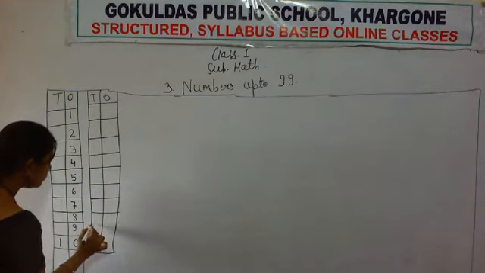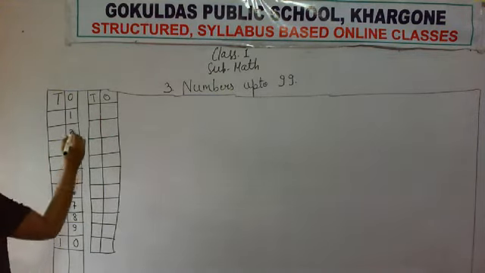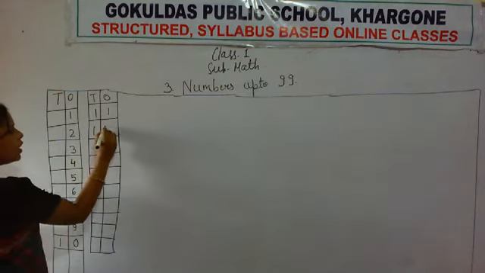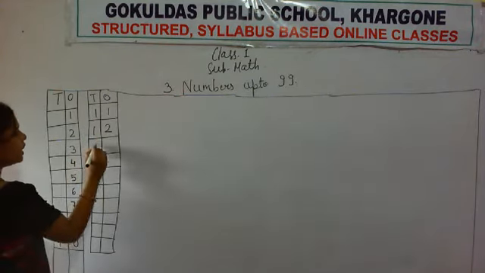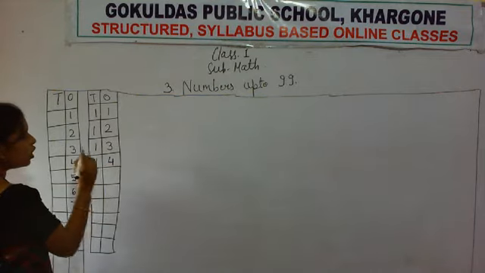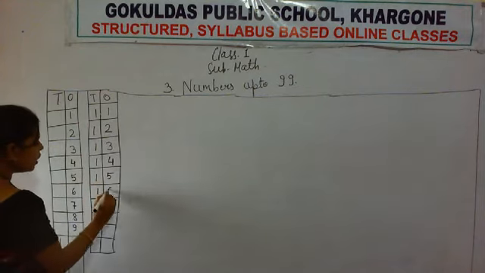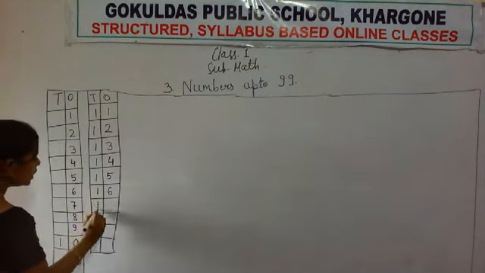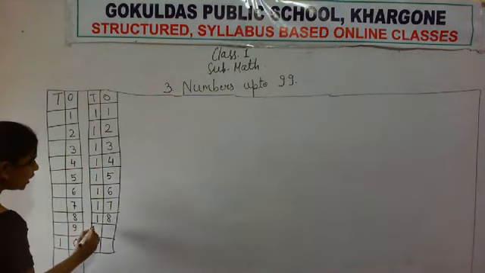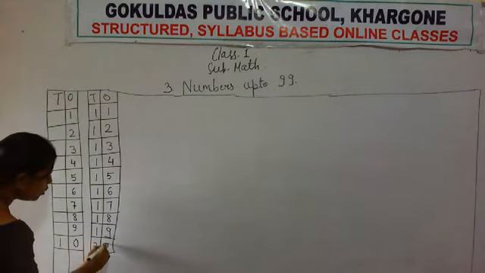After 10, 1, 1, 11. Then 1, 2, 12, then 1, 3, 13, 1, 4, 14, 1, 5, 15, 1, 6, 16, 1, 7, 17, 1, 8, 18, 1, 9, 19, 2, 0, 20.